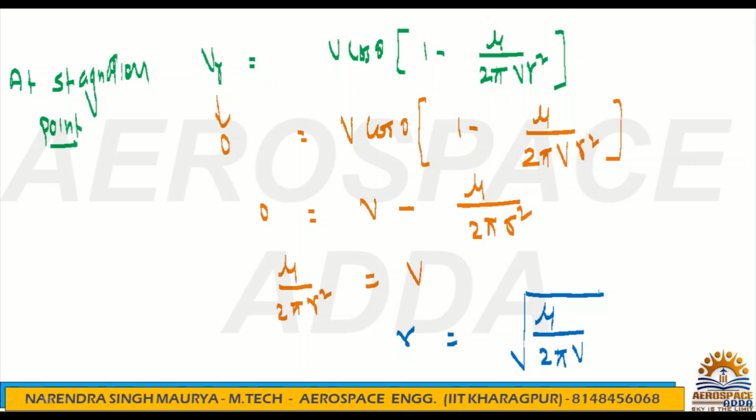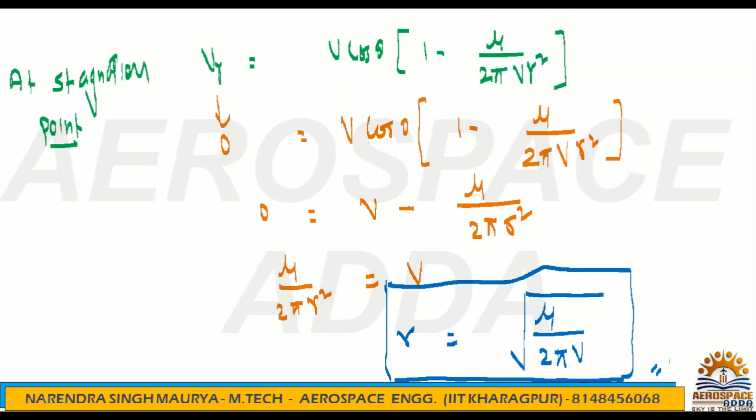Can you tell me what is cos 180? Cos 180. Anybody? So theta is equal to 0 you have taken. Then you got the radial distance, and that radial distance is r equal to root of mu upon 2 pi v. You got this radial distance when you have taken theta equal to 0.